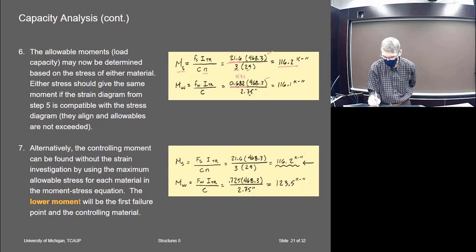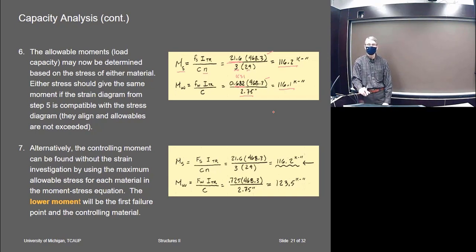And there's the same moment of inertia, and the C value for the wood was a little bit lower. The steel was up on top of it. And I get exactly the same moment. All right, so that kind of checks out, I guess. You get the same value either way.